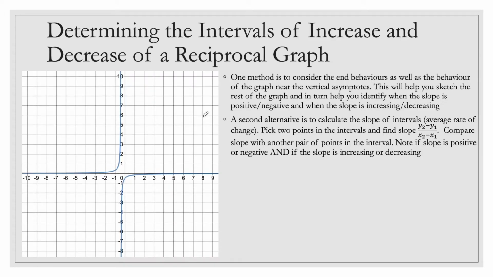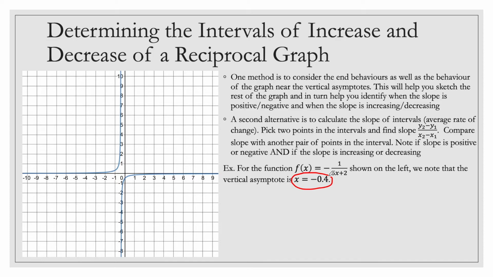So we have the rational function drawn for us, and this is the graph of negative 1 over 5x plus 2. The first thing we notice is that the vertical asymptote is negative 0.4, which means that this is the 0 of the denominator. Just by looking at the graph, we can identify in which intervals we have a positive and negative slope, and in which intervals the slope is increasing or decreasing. We can see that the slope is positive for all x in the domain except at the vertical asymptote, because the tangents are all going up to the right. However, we still don't know if the slope itself is increasing or decreasing.